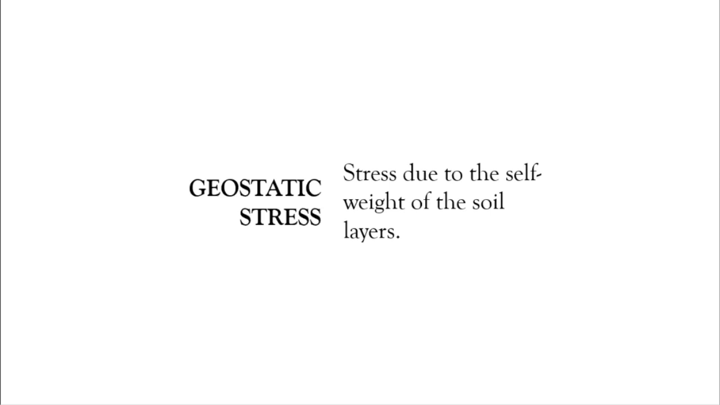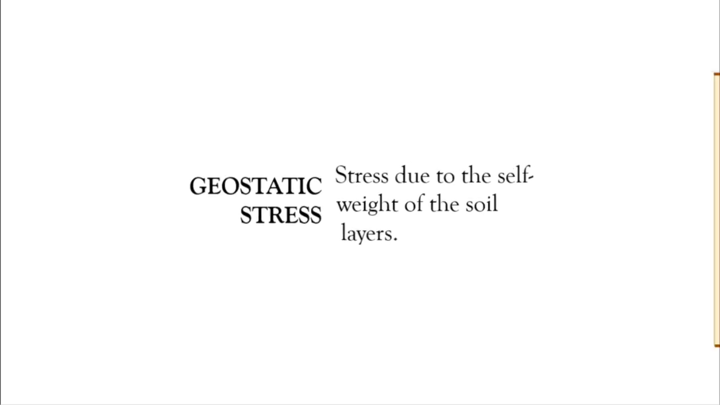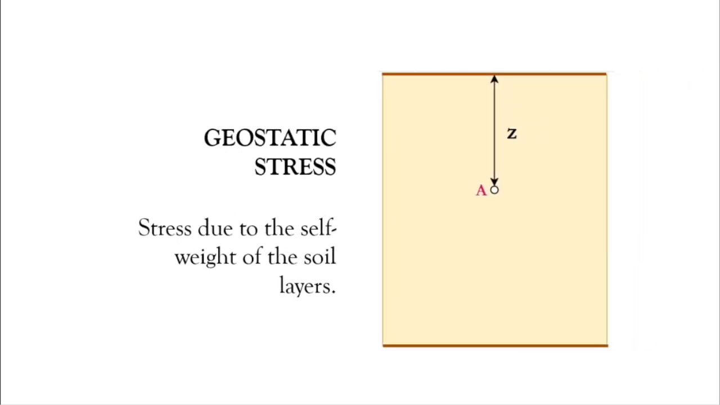Let's say we are interested in solving the stress at point A, located at a certain depth Z from the ground surface. For the sake of our calculation, let's assume that the unit weight of the soil is given as gamma. To calculate the total stress at point A, you just have to take the product between the unit weight of the soil and the depth Z of point A. That means the total stress at point A is equal to gamma times Z.